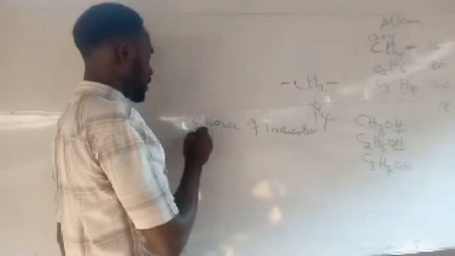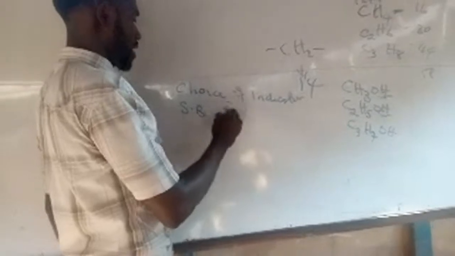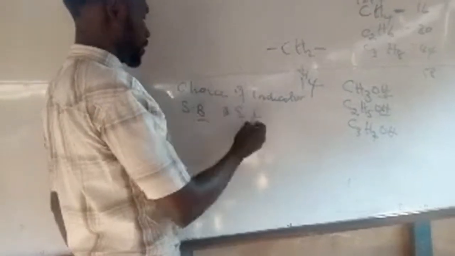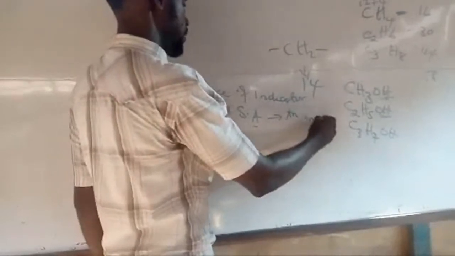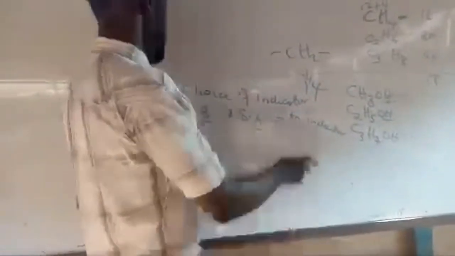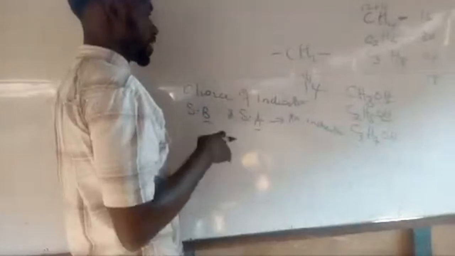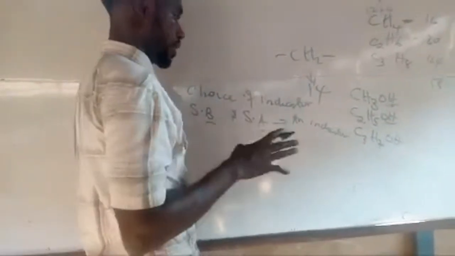Choice of indicator during titration. If you are titrating between strong base and strong acid, please, any indicator can serve. Any indicator, but I don't think litmus is permitted. Any indicator, which means methyl orange, phenolphthalein, Congo red, methyl red, and many other indicators.